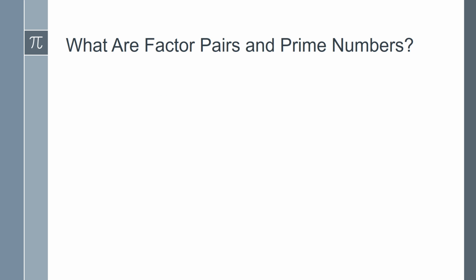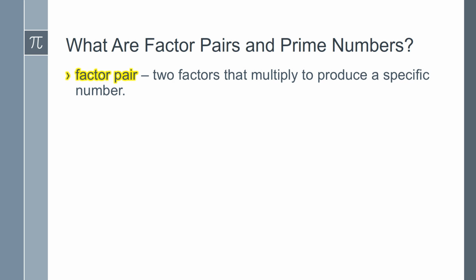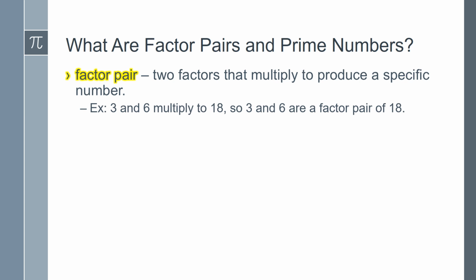We need to start by discussing factor pairs and prime numbers. A factor pair are two factors that multiply to produce a specific number. For example, 3 and 6 multiply to 18, so 3 and 6 are a factor pair of 18.